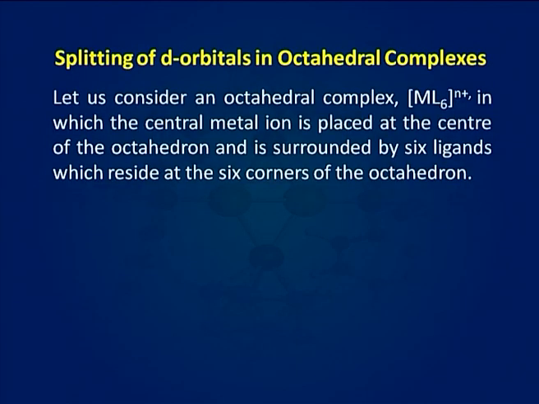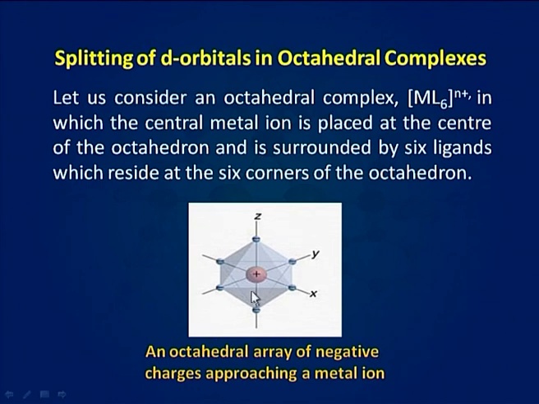Now, we are going to discuss the splitting of d orbitals in octahedral complexes. Let us consider an octahedral complex ML6 n+, in which the central metal ion is placed at the center of the octahedron and is surrounded by 6 ligands which reside at the 6 corners of the octahedron. You can see here, this is the metal ion and 6 ligands are approaching the octahedron.